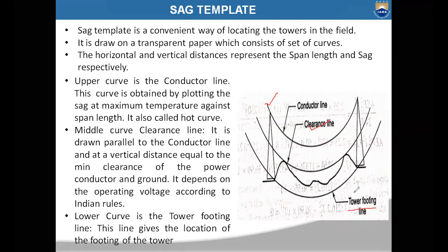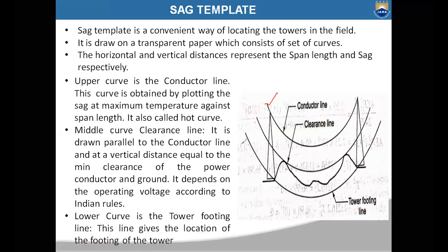So this is also exactly parallel to the clearance line. So you have to draw it exactly parallel to the clearance line, and this curve will be drawn in such a way that this line gives the location of the footing of the tower. Right. So now from this curve, you will know where the towers have to be built.